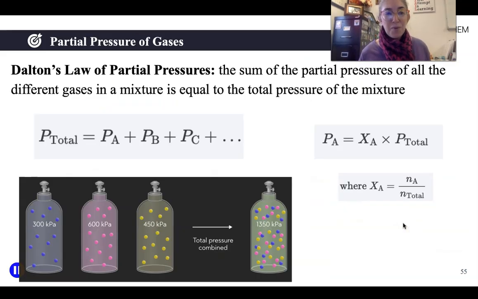Another part of gases was Dalton's law of partial pressures. When we have mixtures of gases, there will be a total pressure that's exerted by the gases, but the pressure that's exerted by each of the gases is proportional to how many moles of each gas there are. So the total pressure of this gas mixture is equal to the sum of the partial pressures of each of the three gases it's made of, and the partial pressure is just the mole fraction times the total pressure. The number of moles of that gas over the total number of moles is the mole fraction.